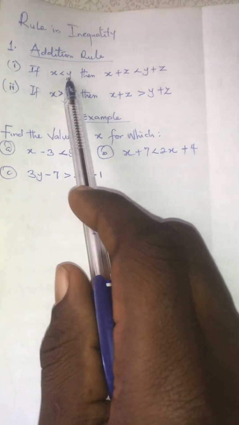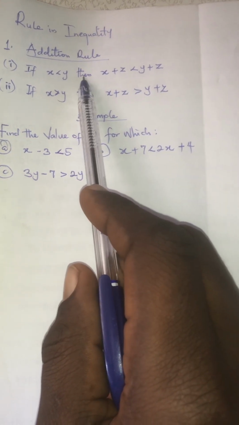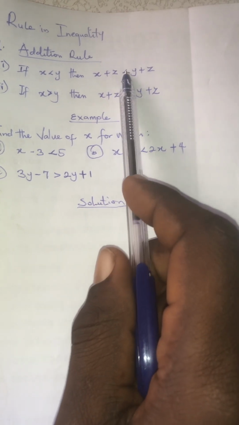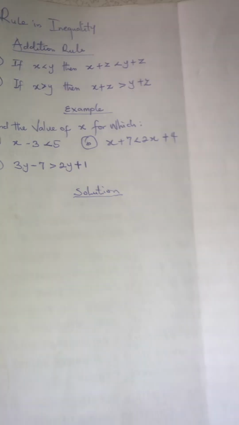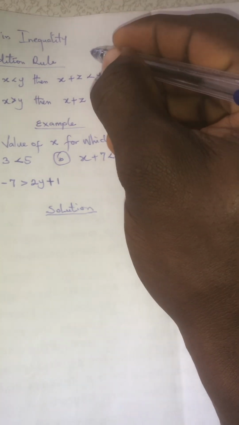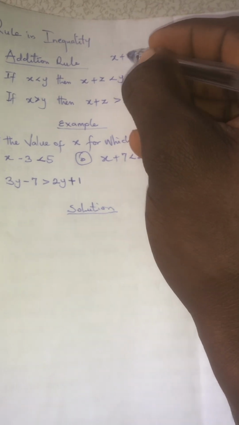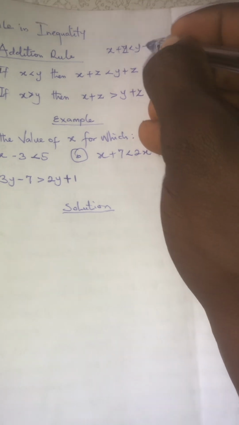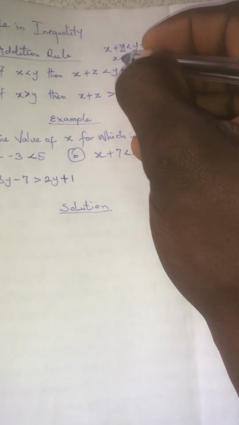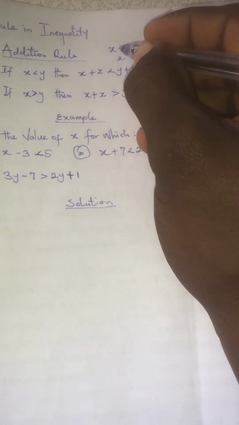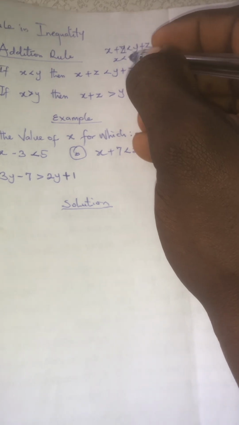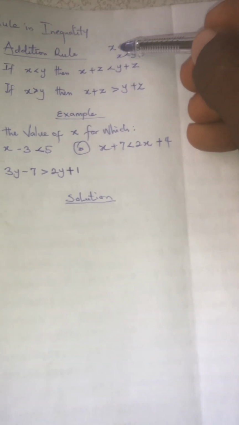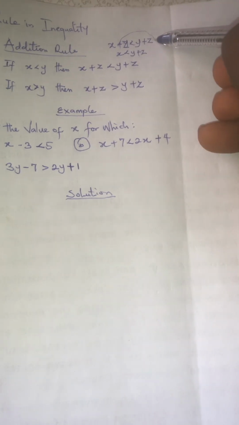Number one, if x is less than y, then x plus z is less than y plus z. It means that, for example, if we have x plus z less than y plus z, this plus z, if we move it to this side, it turns to what?